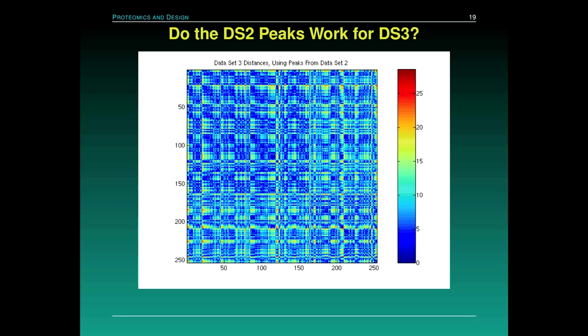Do you see the plaid pattern here? Okay. We didn't either, so that was a bit of a problem. So we said, okay, well, maybe they just got better over time. Maybe it's really the data set 3 peaks that we should be using. Can we look for those in the data set 2 data?